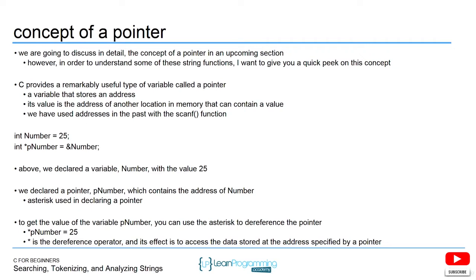So if you want to assign data to that memory location, you have to say star pNumber. Again, the effect is it accesses the data stored at the address specified by the pointer. So it becomes very confusing when we talk about pointers because you're not used to this concept. You think a variable has a value, that's it. But a variable can have an address, and the address can then have a value.